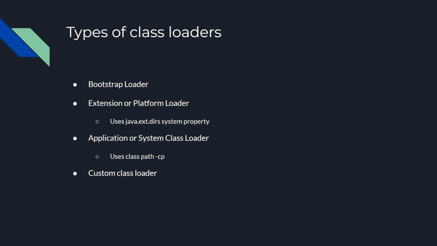It means if we need to do something extra, maybe we need to load duplicate classes, or if we need to have some isolation in the class loading process, or any other reason, in that case we can create our own custom class loader, which we will cover in part 2.